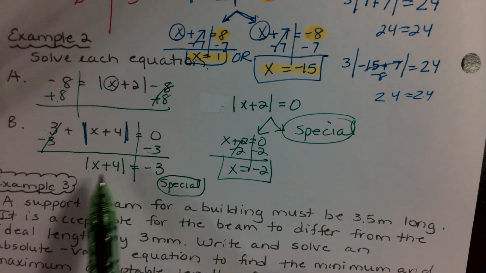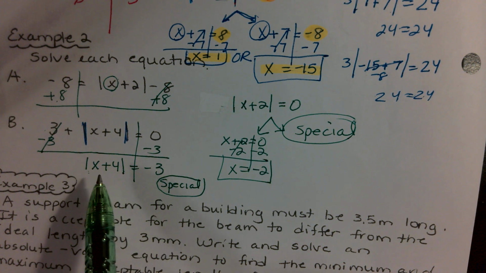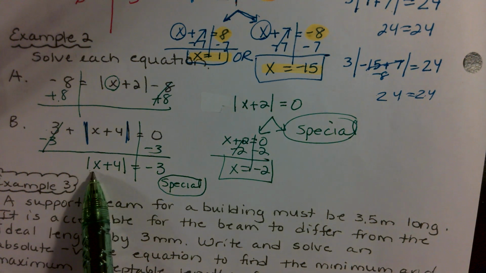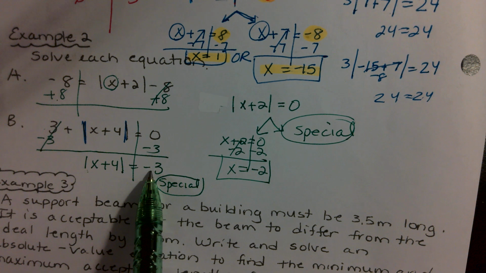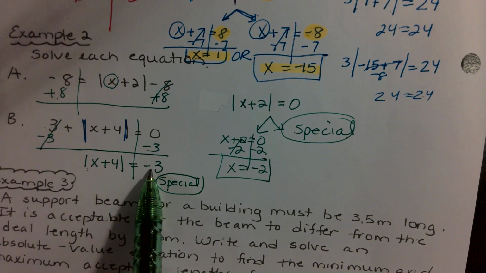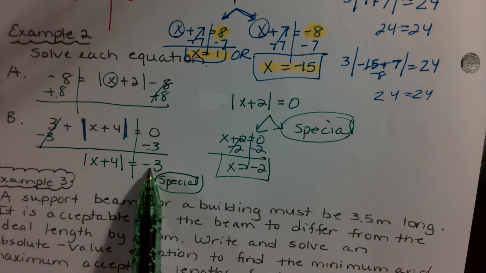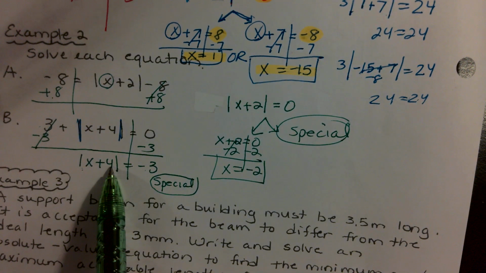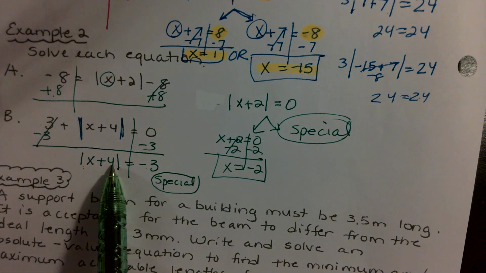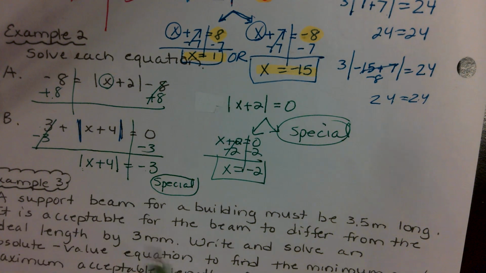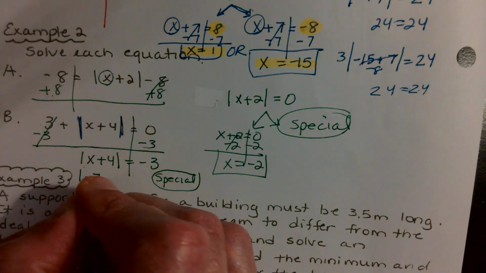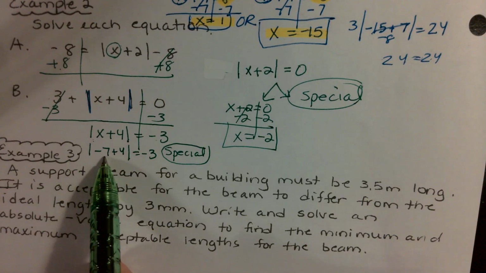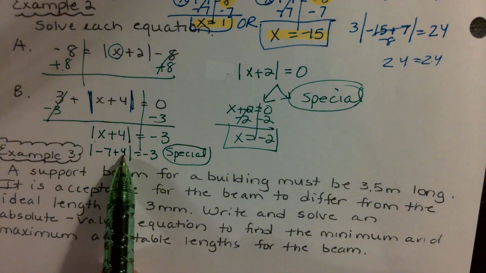There is nothing on this planet, no real number that you can put in for x and make this true. Try it. 1 plus 4, I'm going to get 5. What if I put a negative? Let's try it. Negative 7. Negative 7 plus 4 equals negative 3. Oh, that should work, right? Negative 7 plus 4, that's a negative 3 after all.